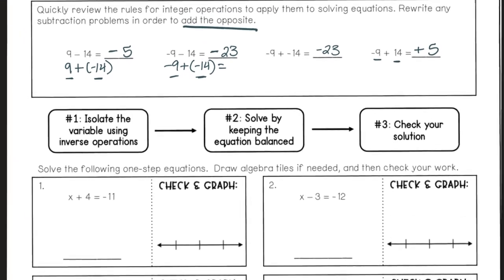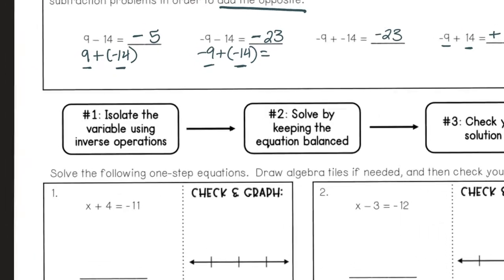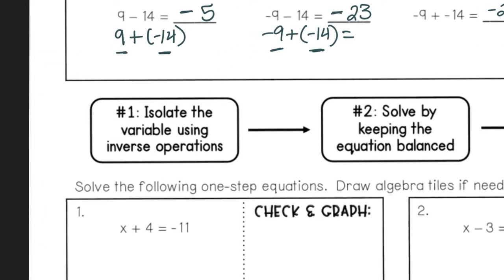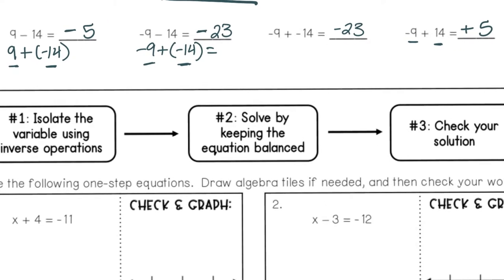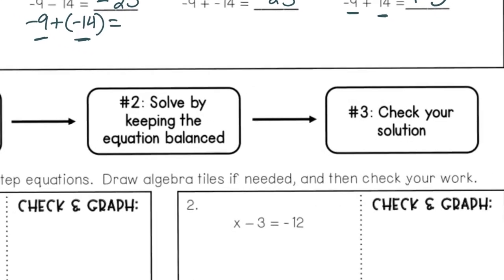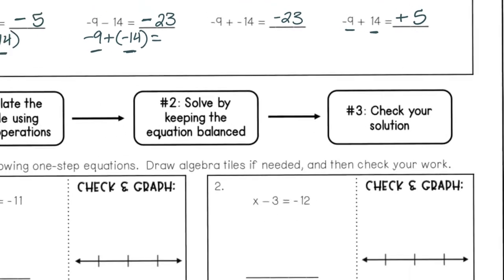So again, we're going to review how to solve algebraic equations. Number 1 is you need to isolate the variable using inverse operations. So that would be like if you're subtracting, you're going to add. If you are adding, you're going to subtract. You're using the inverse operations. You're doing the opposite operation. Number 2 means you're going to solve by keeping the equation balanced. So whatever you do on one side of your equation, you have to do on the other side. And then number 3 would be to check your solution. So plug your answer back into your equation.